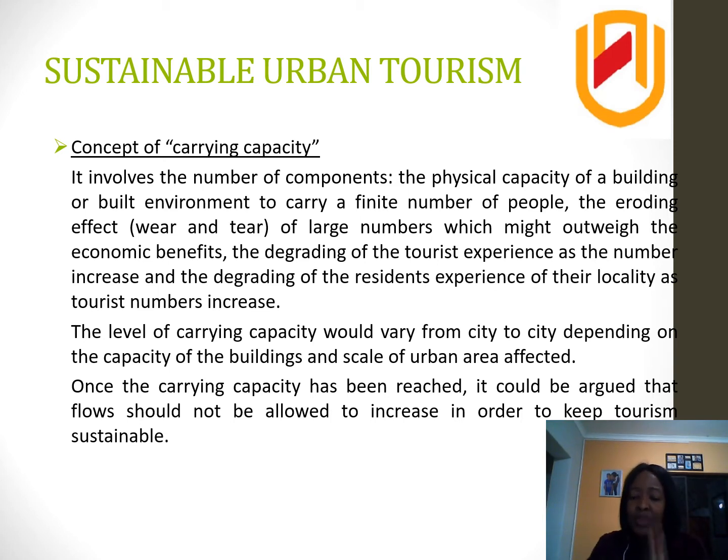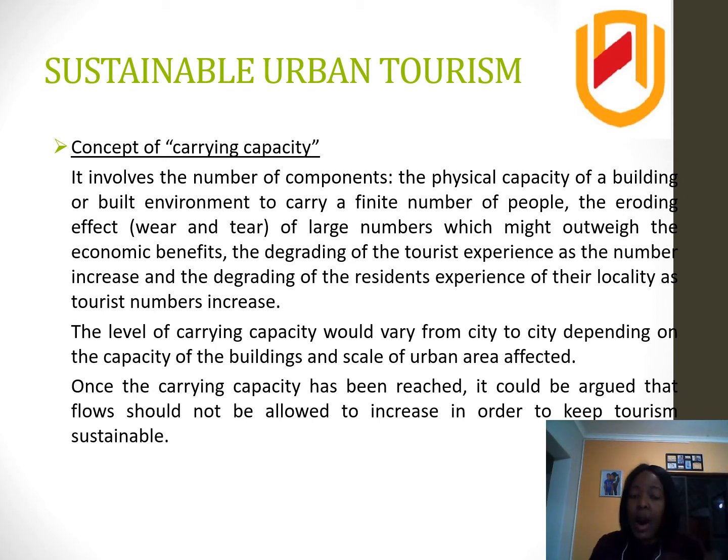And so it is very important to look at the carrying capacity. What is carrying capacity? Carrying capacity is the physical capacity of a building or an environment to carry a finite number of people without eroding and causing wear and tear on that specific environment. So what we're saying is that the area that the tourists are arriving in should not be negatively impacted by the number of visitors. Hence we must be able to manage the number of people arriving in the city. That's carrying capacity: being able to balance and manage it.